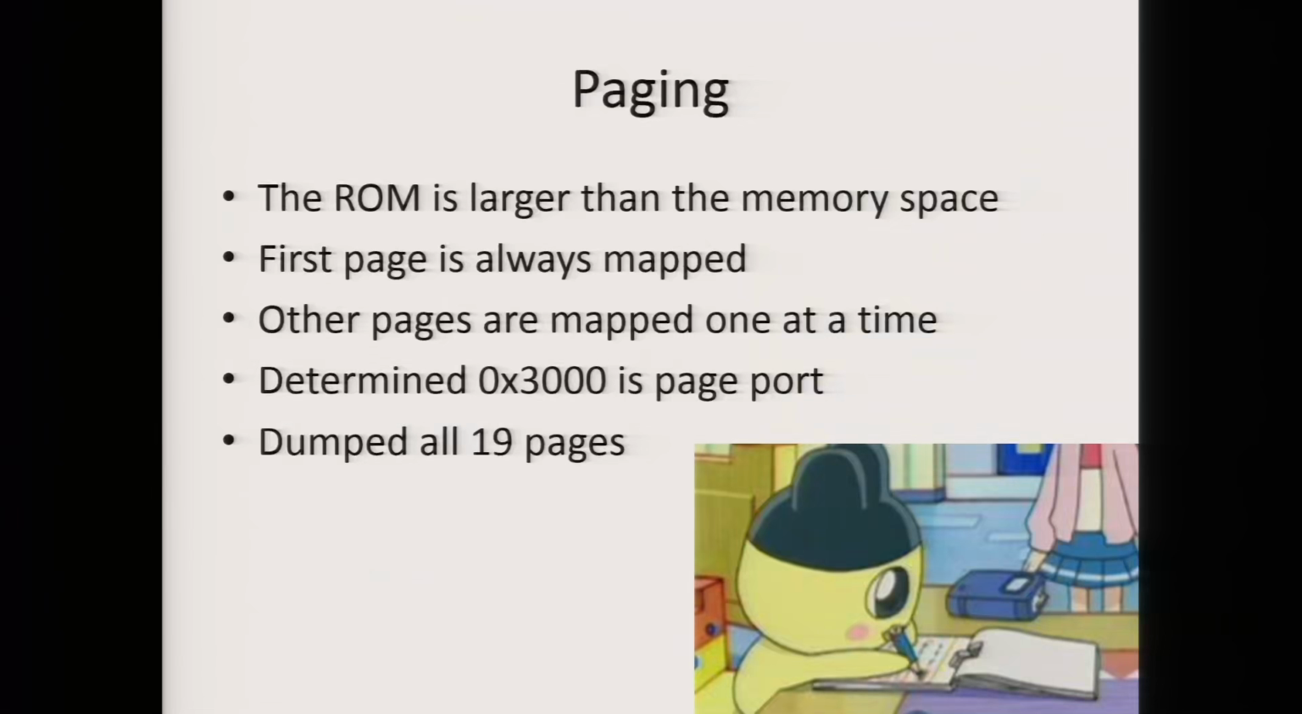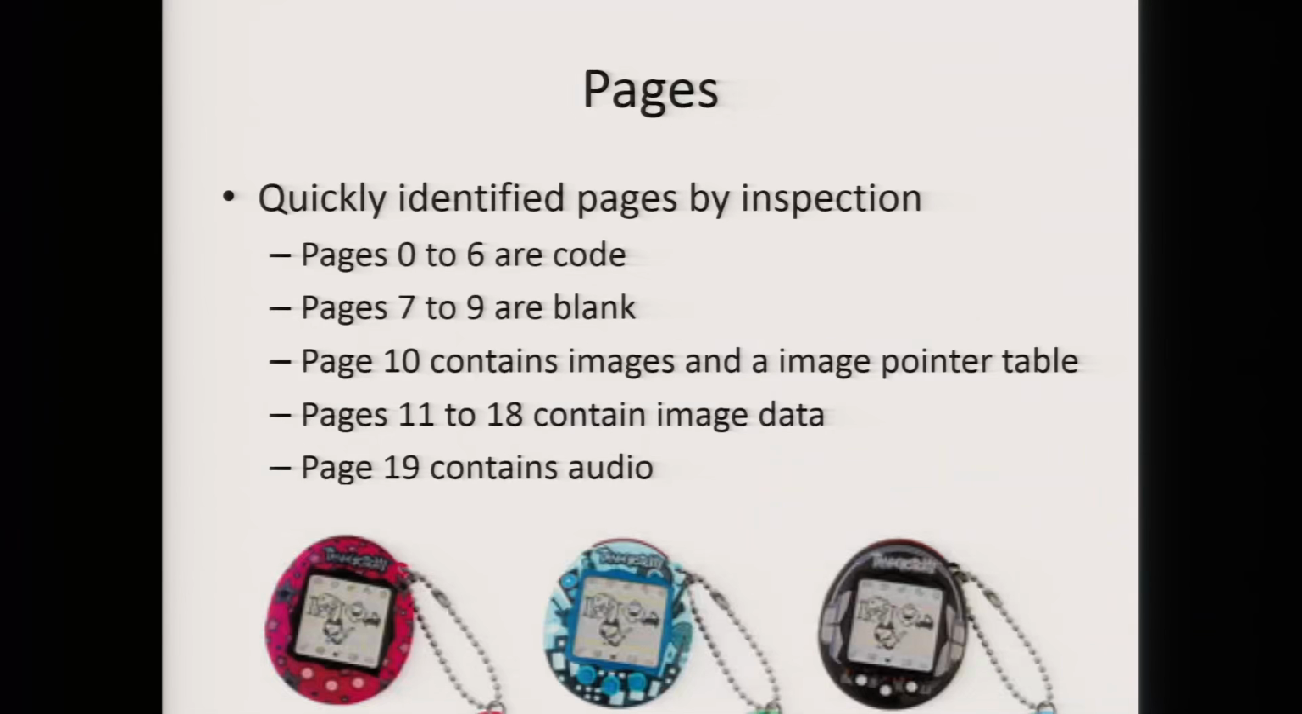Unfortunately, this wasn't the entire ROM, because the ROM is actually much larger than the memory space, and it uses ROM paging to make its memory space larger. So basically, the way it works is the first page of ROM is always mapped, and that's in the upper half of addresses, and then the lower half of addresses can be different parts of the ROM depending on a register. And looking at the first page, which I managed to dump, I was able to figure out what this register was. It was 3000, and then I was able to dump all 19 pages of ROM. So looking at them quickly, I could figure out what they all were.